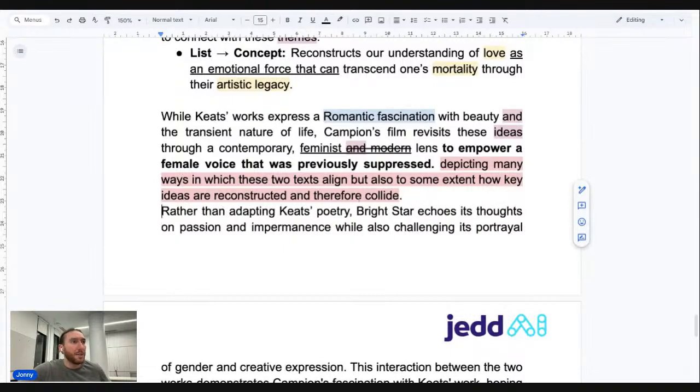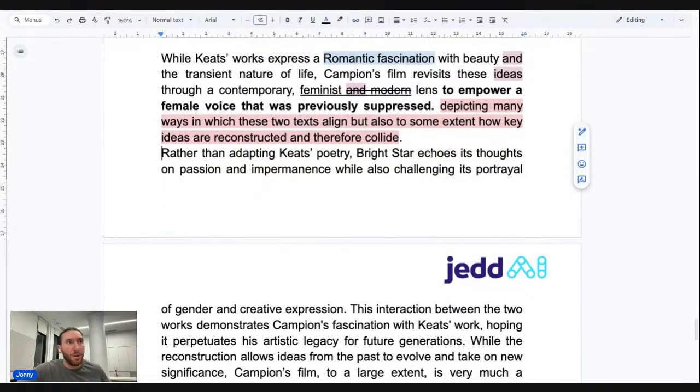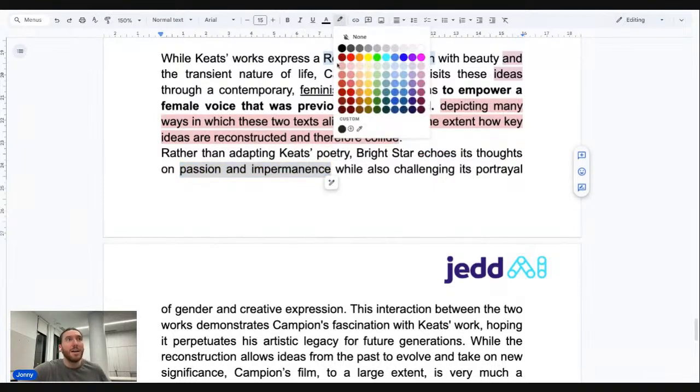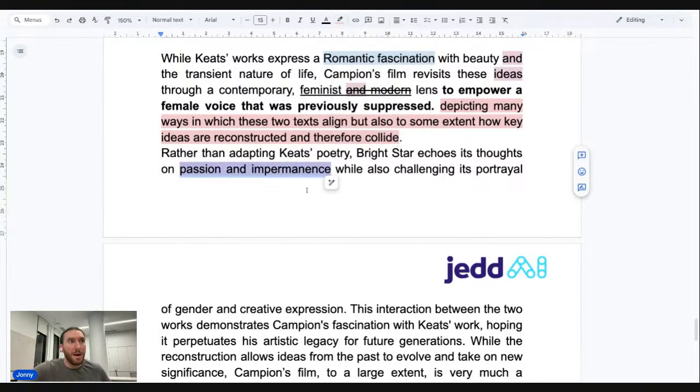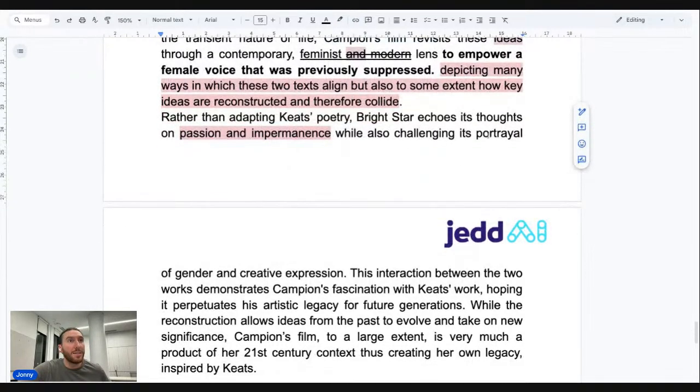Rather than adapting Keats's poetry, Bright Star echoes its thoughts on passion and impermanence. You all know what I'm going to say to that. Passion and impermanence. Saying more single words does not improve the marks. It actually takes away because it's less sophisticated. Passion and impermanence. You're not actually telling me a specific idea. While also challenging its portrayal.